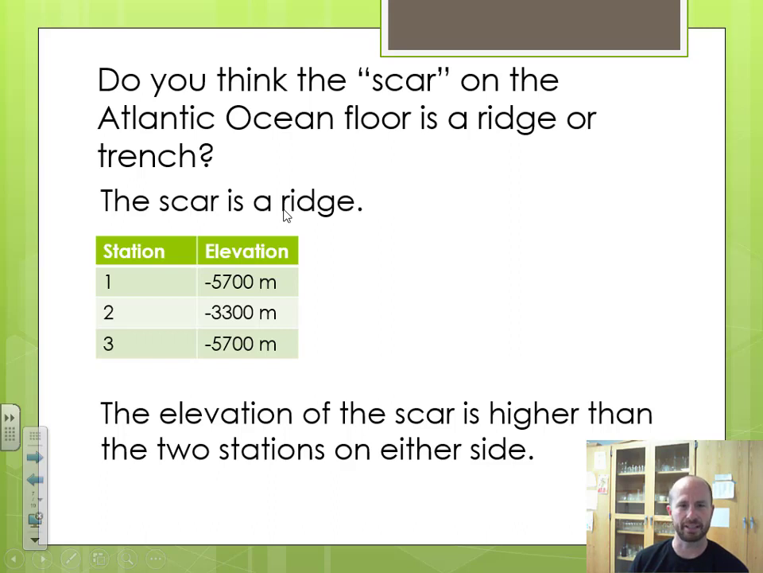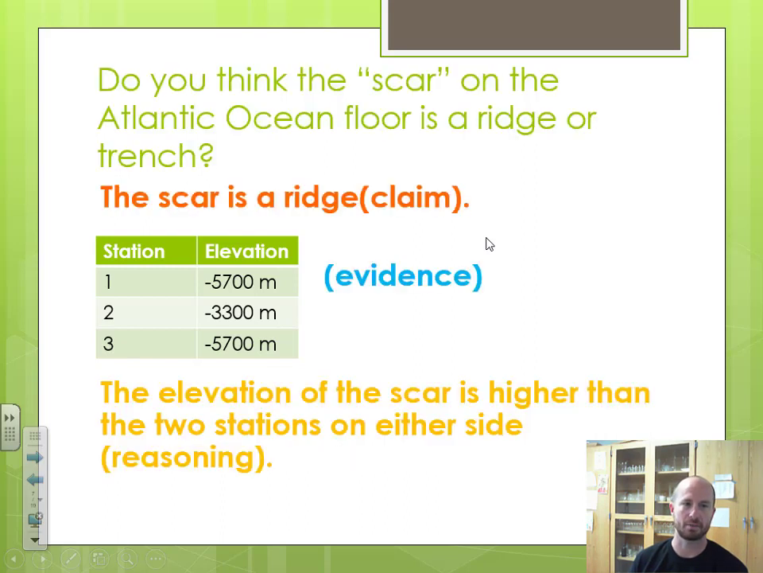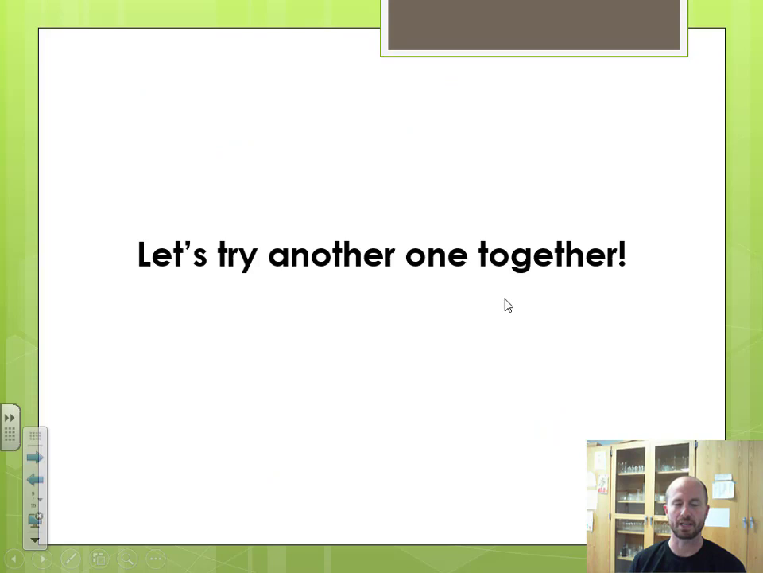Do you think the scar on the Atlantic Ocean floor is a ridge, or would you classify that as a trench? Well, I would say that the scar is a ridge. Here's some data in the form of a table. The elevation of the scar is higher than the two stations on either side. Okay, well, right here you got the claim. Here's your evidence. This is your reasoning. Feel free to pause the video at any point to just take it in and think about it. Feel free to rewind or fast forward. That's the beauty of these videos: you have full power to look at it however you want to help you better. Okay, let's do one more.